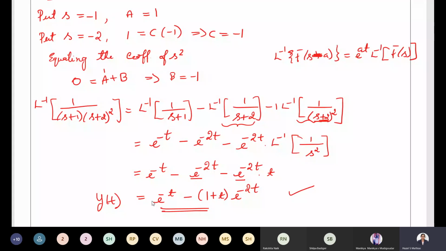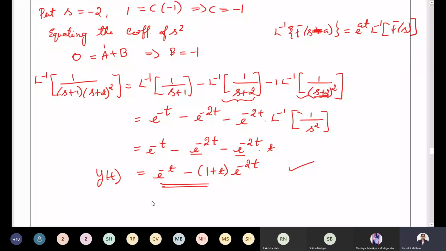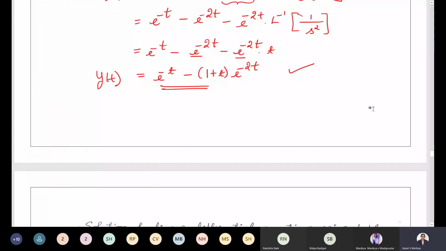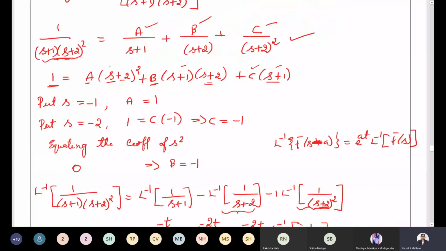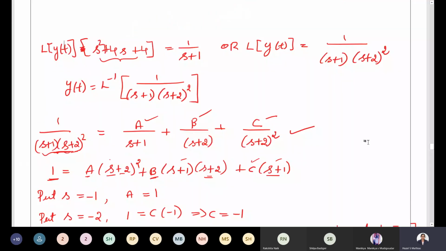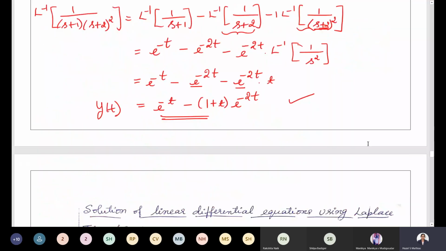Everybody, is this problem okay? Is it clear, everyone? Yes, ma'am. Okay. Last few problems are pending. I'll finish it off so that our module will be over today, so we can start the next module.